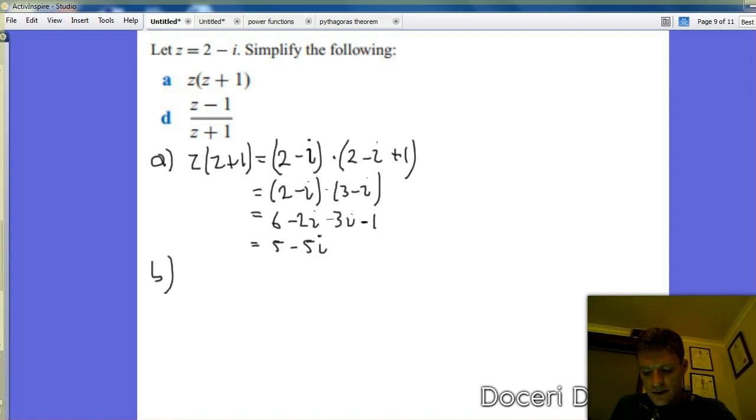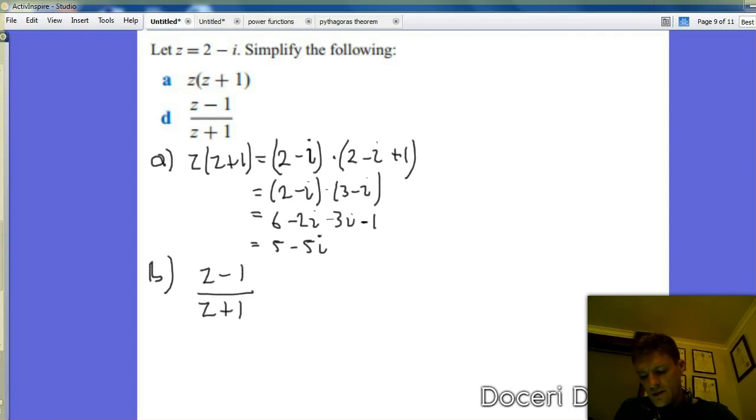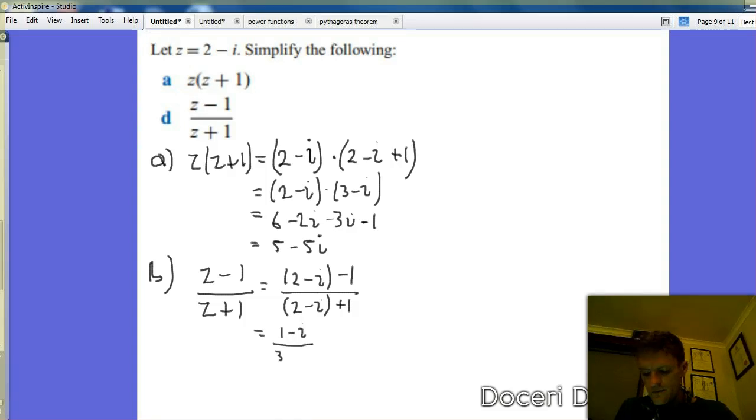And B, let's check to see how that works. z minus 1 over z plus 1. Okay, so first step, let's substitute in our complex number z. In the numerator, 2 minus i subtract 1, and the denominator, 2 minus i plus 1, gives us 1 minus i over 3 minus i.